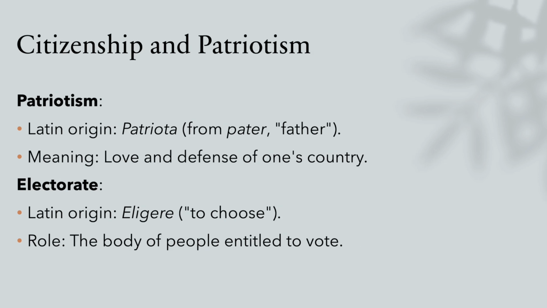Let's consider the concepts of citizenship and patriotism, both of which have classical roots. A patriot, from the Latin patriota, which comes from pater, meaning father, originally referred to a fellow countryman. Today, it refers to someone who loves their country and is willing to defend it. The electorate, or the people entitled to vote, also has a classical foundation. The term comes from the Latin eligere, meaning to choose. In a democracy or a republic, the power ultimately lies with the people who elect their leaders and influence the direction of their government.